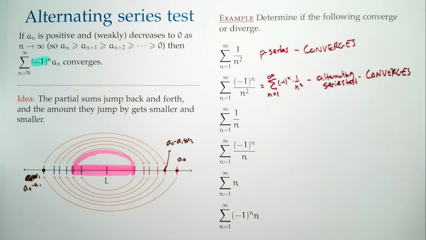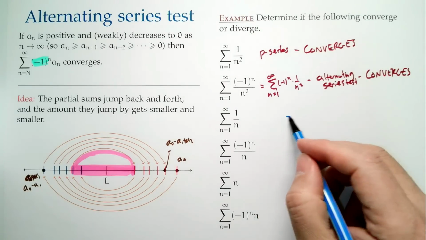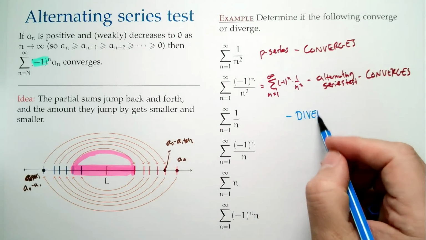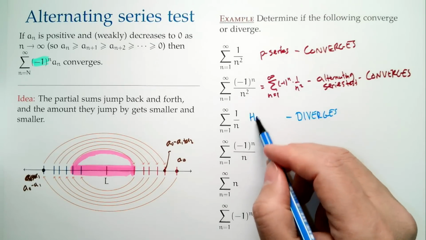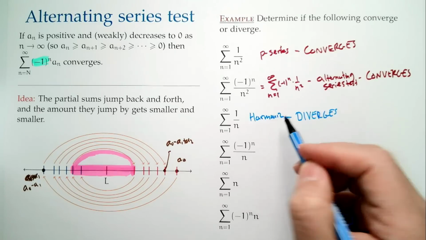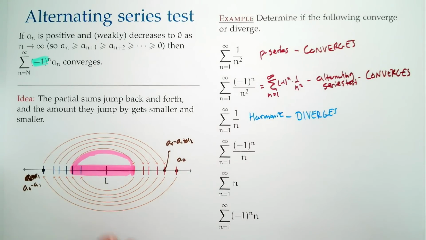Now, the next one, 1 over n. Oh, that's a famous one. Now again, not alternating, but does this converge or diverge? And the answer is, well, it diverges. Now, do you remember why? This one actually has a name. What is it called? It's harmonic. So this is the harmonic sum. And for the harmonic sum, it diverges. So it's that sum that grows very, very slowly, but it diverges.